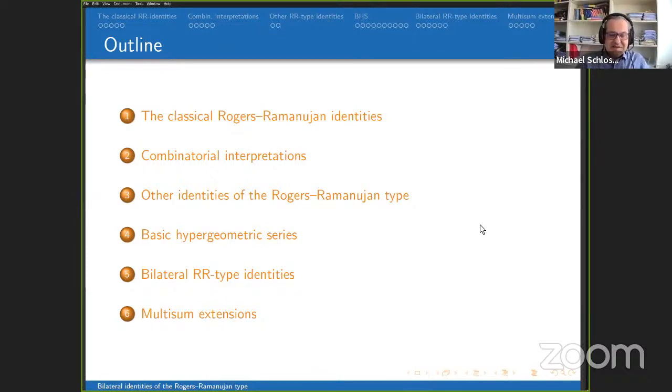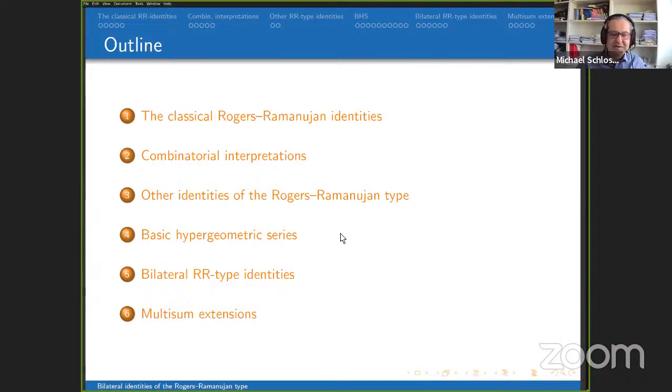Then, since I'm interested to present you my new bilateral identities, I want to also explain how I came across them. So I need a little bit. Can you hear me well? Yeah. So I will explain a bit of the machinery of basic hypergeometric series. So I will show you some definitions, also what I mean by bilateral identities.